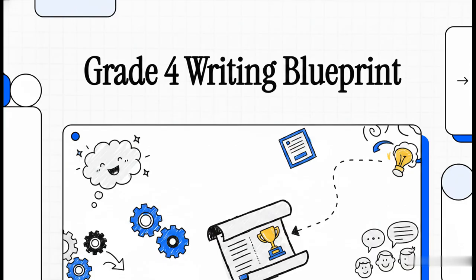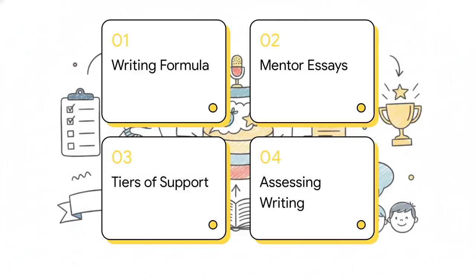We'll be using the Character Kid structural framework. Essentially, we're going to transform what often feels like a messy, frustrating process into a clear, step-by-step blueprint that will empower both you and your students. To make this completely manageable, we're breaking our instruction down into 4 clear steps today. 1, the opinion writing formula. 2, deconstructing mentor essays. 3, our 3 tiers of support. And 4, assessing student writing.